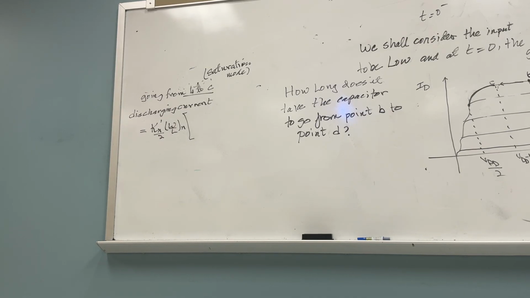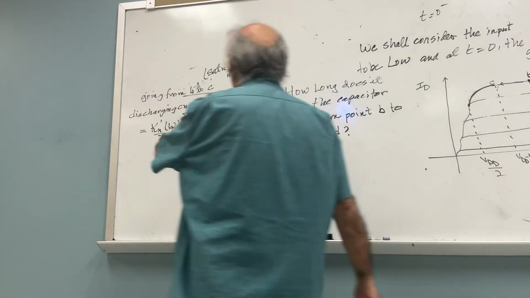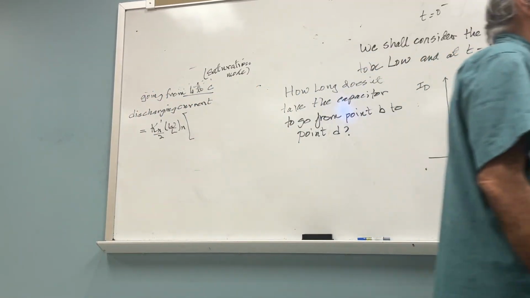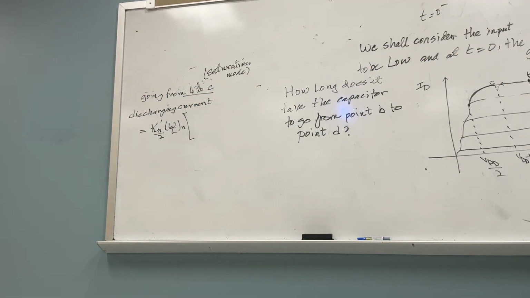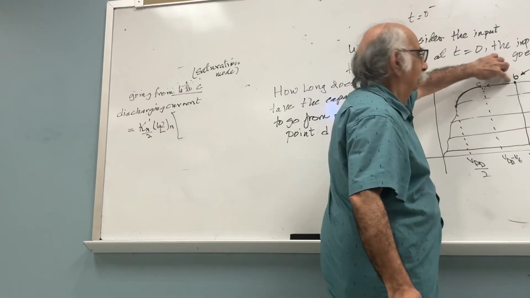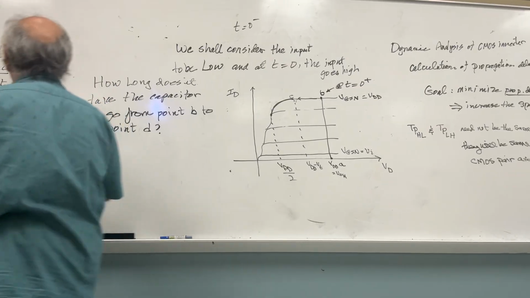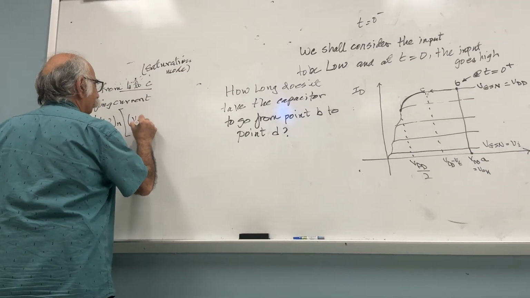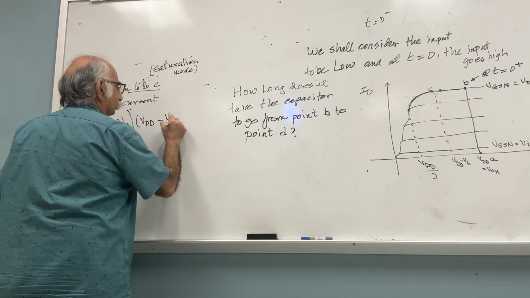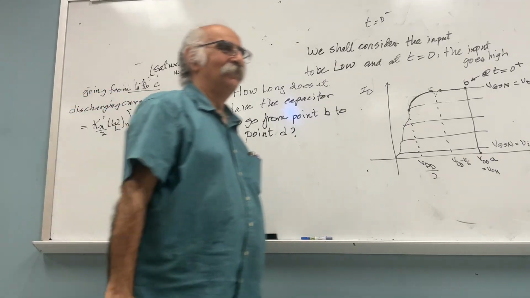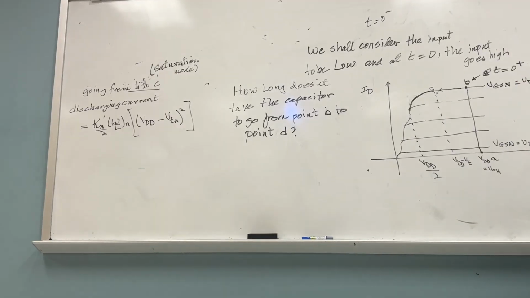What is the equation? Give it to me. One half. I already wrote this. What is this? VGSN. What is VGSN? VDD. So it's VDD minus VT, squared. Agree?